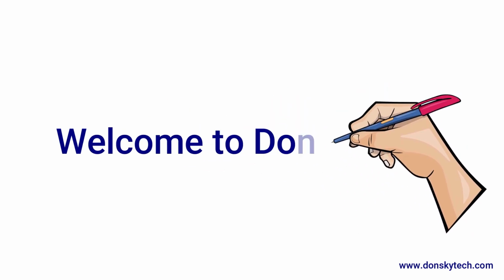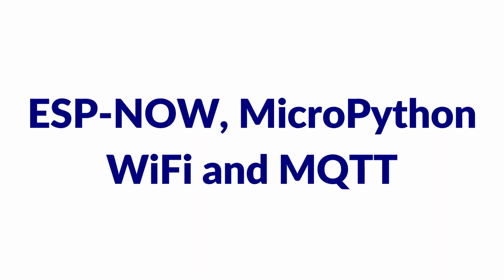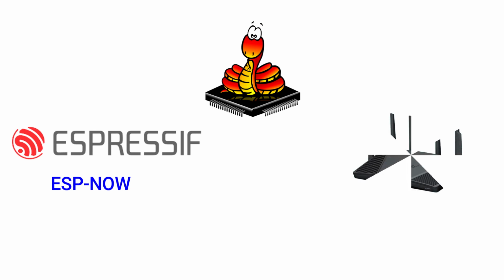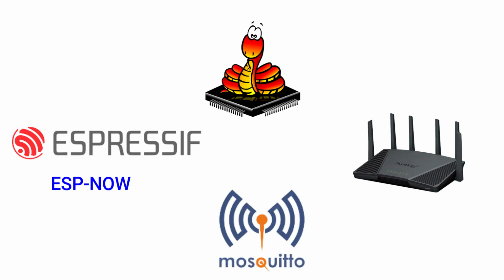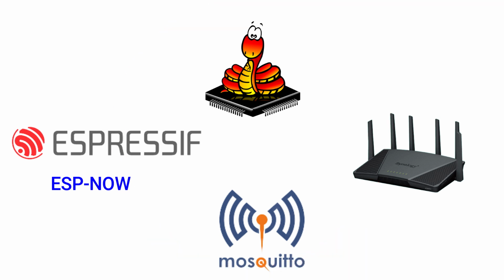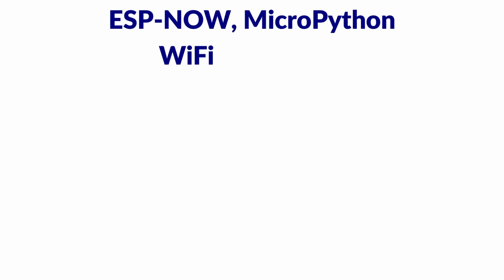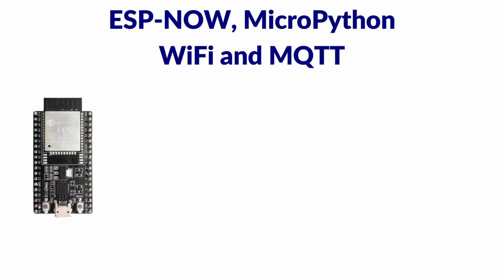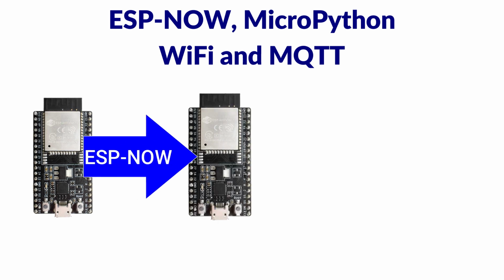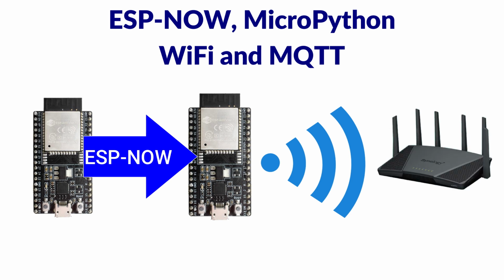Hi, welcome to DonskyTech. In this video, I will share with you my exploration of using ESP-NOW, MicroPython, WiFi, and MQTT. I will share with you how easy it is to integrate these technologies that you could apply to your Internet of Things project. This integration gives IoT developers the power to wirelessly transfer data between devices, bridging the divide between local communication and wider Wi-Fi connectivity.